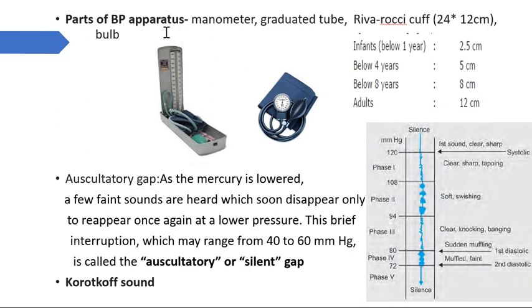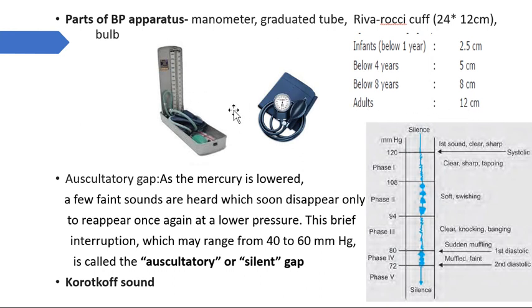Then the parts of the BP apparatus we should know: the manometer, graduated tube, and Riva-Rocci cuff. The measurements of the normal Riva-Rocci cuff are also a major question. The normal adult size is 24 by 12 centimeters. The width of the cuff changes as per age. For infants below 1 year, it's about 2.5 centimeters; below 4 years, 5 centimeters; below 8 years, 8 centimeters; and for adults, 12 centimeters.